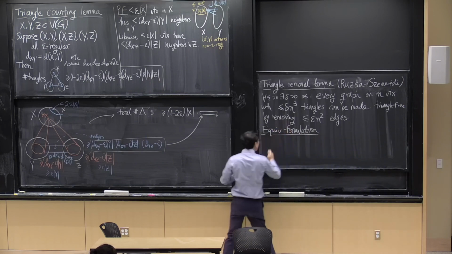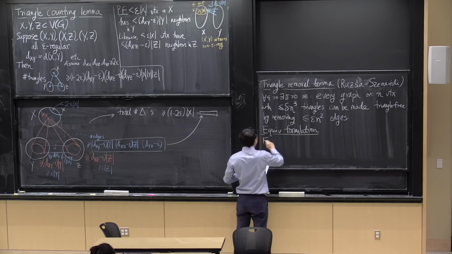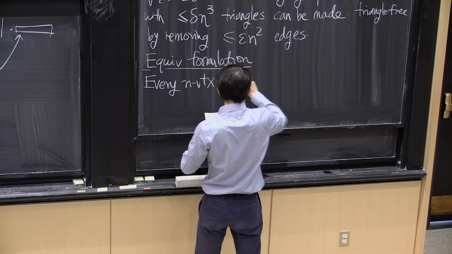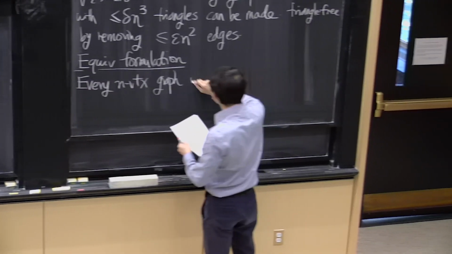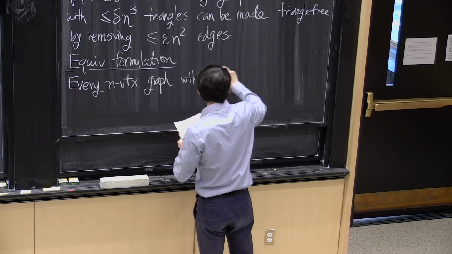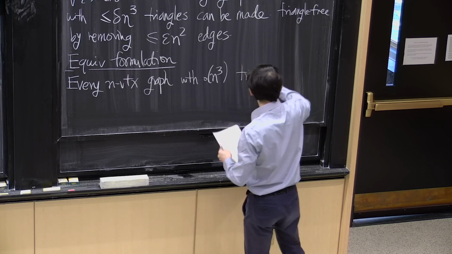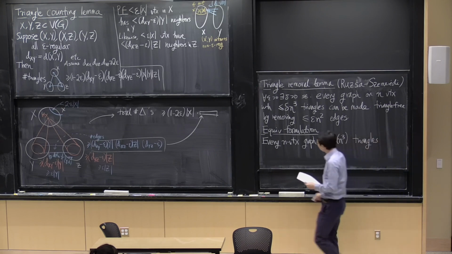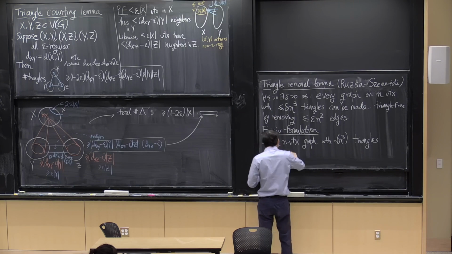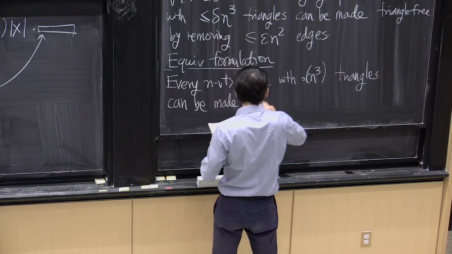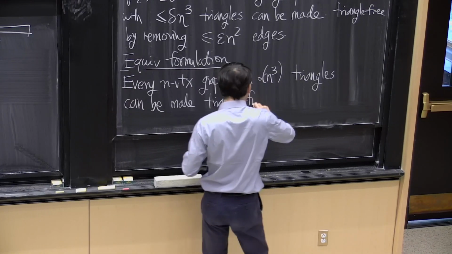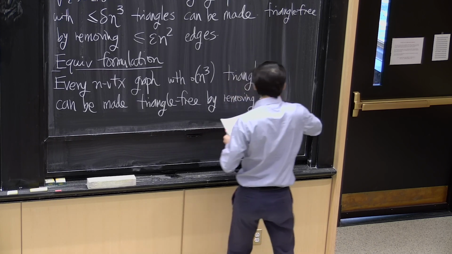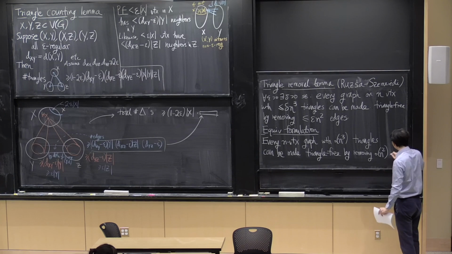Okay. So the triangle removal lemma can be equivalently stated as saying that every n-vertex graph with a subcubic number of triangles, so little o of n cubed triangles, can be made triangle free by removing a subquadratic, namely little o of n squared, number of edges.